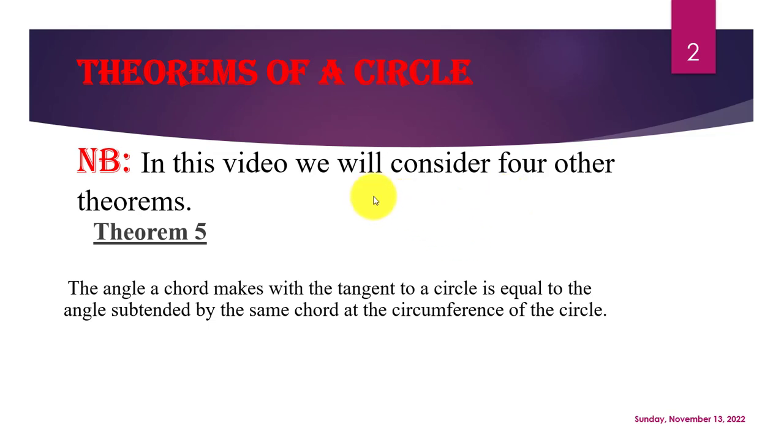Let's look at the definition for a tangent. What is a tangent? Because we need to understand that particular word, the tangent. A tangent is any line that touches the circumference of the circle at only one point. Take note, a tangent is a line that touches a circle at only one point. That is the definition for a tangent.